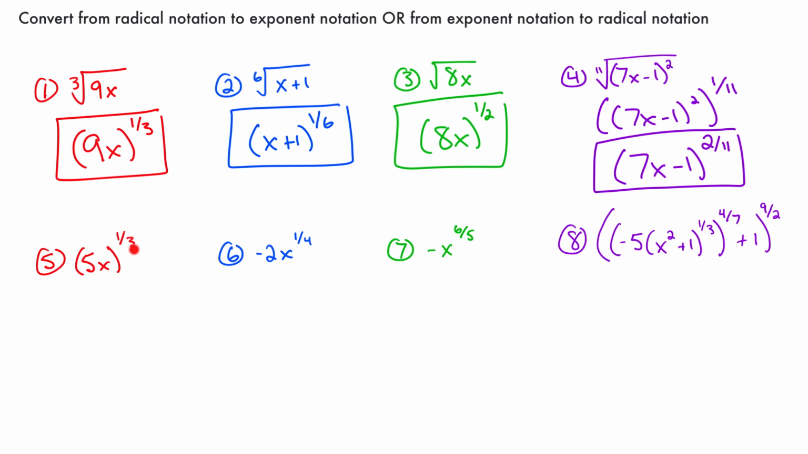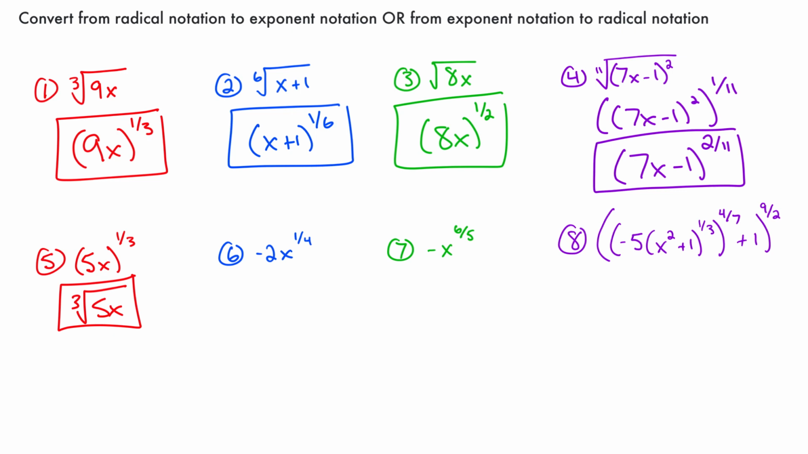That 1/3 power applies to both the 5 and the x. That's what the parentheses are for. Therefore, it would be the 3rd root of 5x. This is something most of you do not struggle with. But in the next problem, a lot of you will skip past and make this common error.